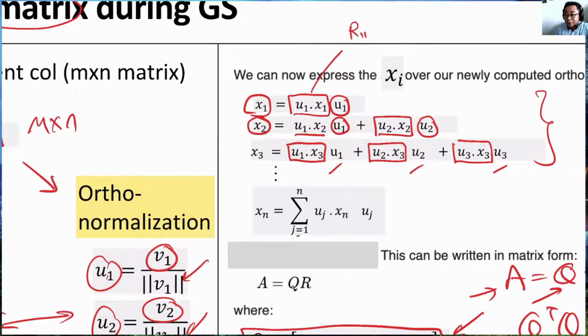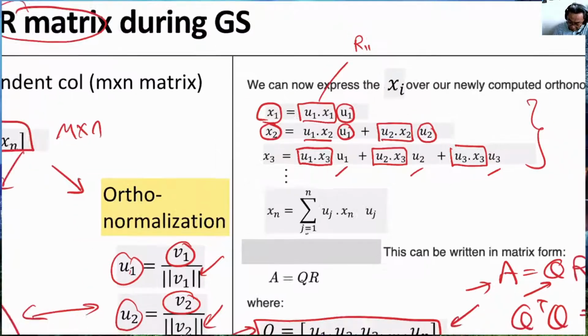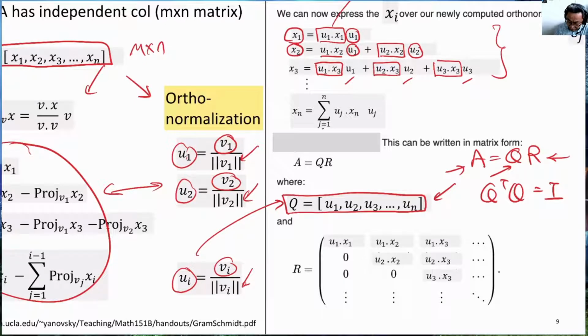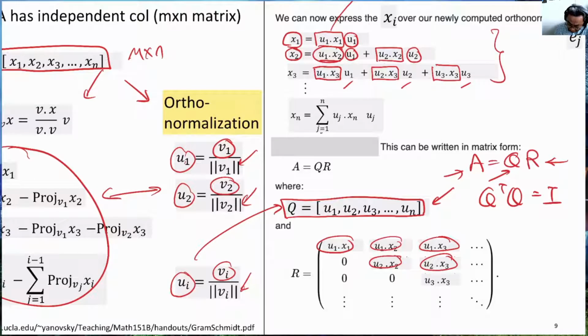You realize that this equation is very simple because the U's are normalized to length 1 and they are orthogonal to each other. In matrix notation, the R11, R12, R13 are extracted in this form. R22, R23. So you realize that if you now interpret A equals QR with these coefficients, you would get this equation.